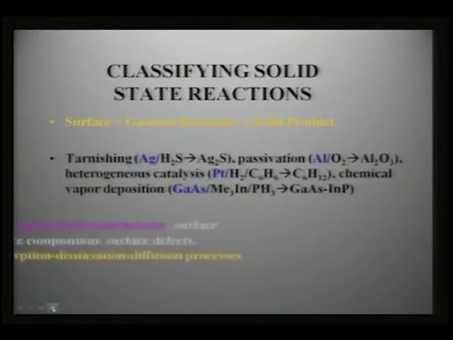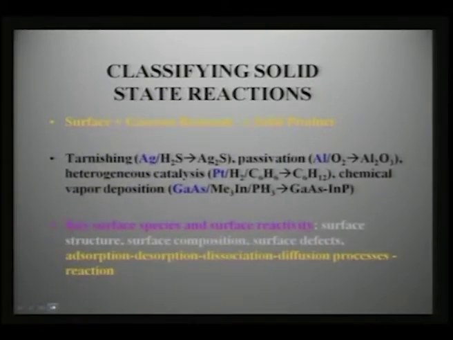And we can also classify the solid state reaction based on other examples. For example, in this case again absorbing H2S on silver to form silver sulphide is a solid state reaction, or passivation of aluminum by oxygen giving aluminum oxide is another solid state reaction involving surface and gaseous reactant.